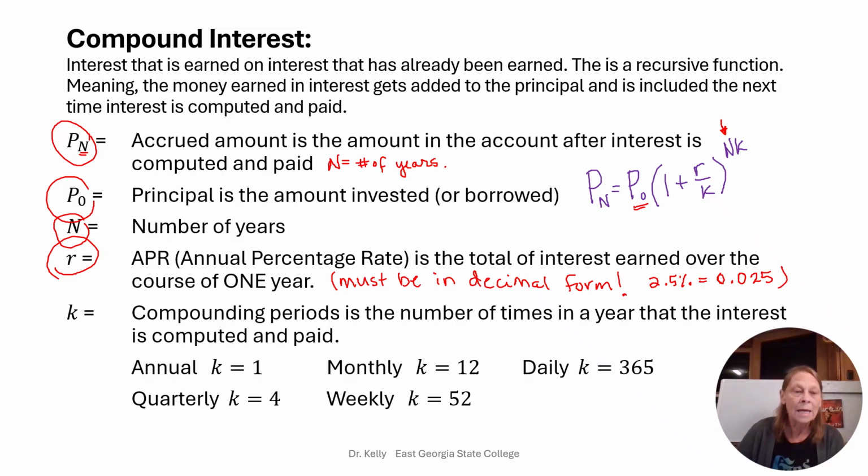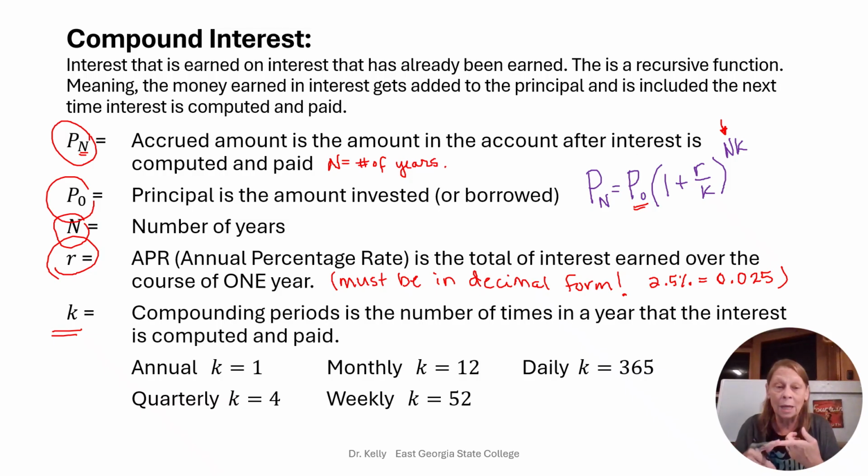And then k is a new variable for you, and that is the number of compounding periods per year. When you have compounded interest, they take the amount of money in your account at the point of paying you interest, and they take however much money you have at that very moment, calculate the interest, and put that extra money into your account, and now your account has more money in it. Now, they do that on different time periods.